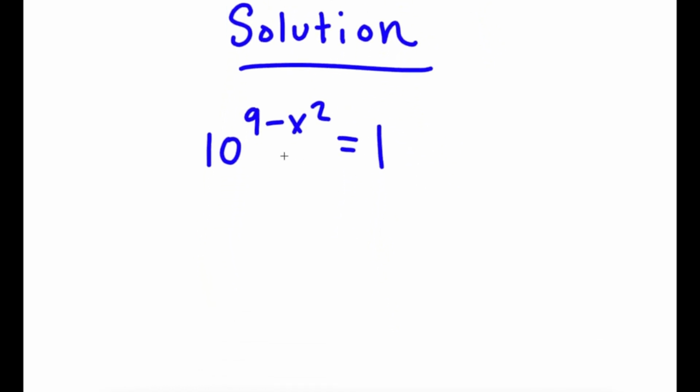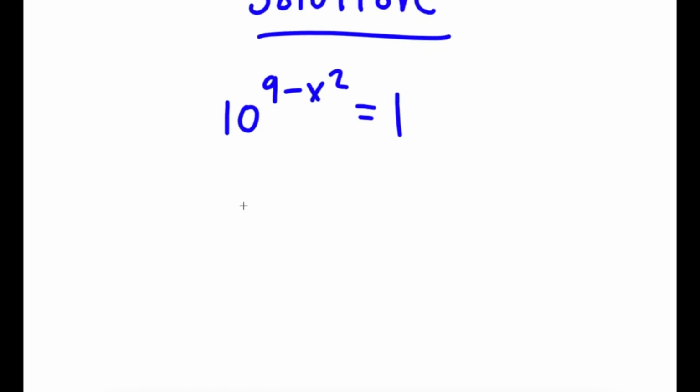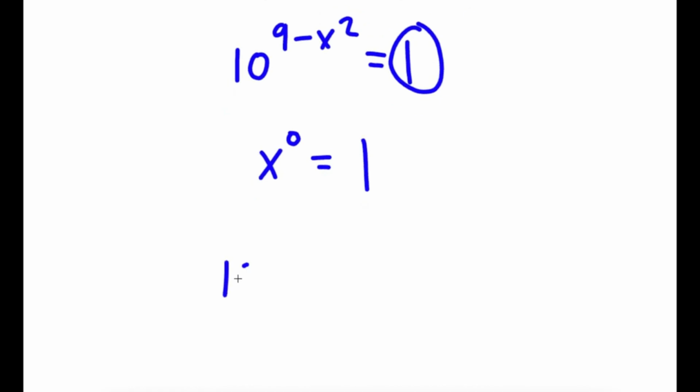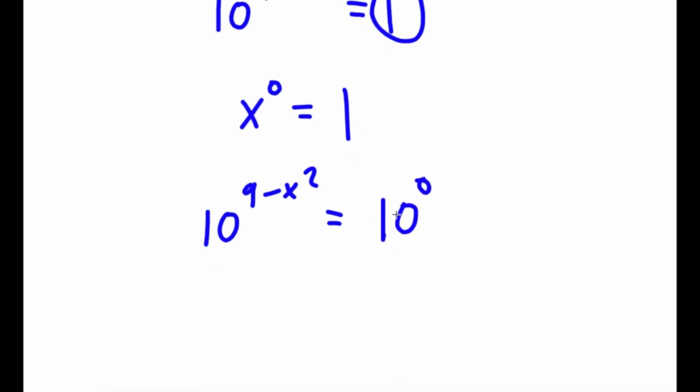And now, if I have something in the form x to the power of 0, well, any number to the power of 0 is simply 1. So we see 1 here, and 1 is the same thing as a number to the power of 0. So I'm going to rewrite 1 as 10 to the power of 0. So now I have 10 to the power of 9 minus x squared is equal to 10 to the power of 0, because 10 to the power of 0 is the same thing as 1. And the reason I did this is so that these two bases here are the same. Now as you see, they're both 10.